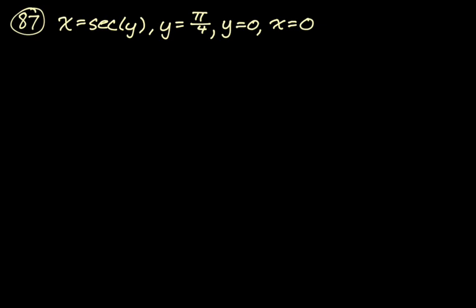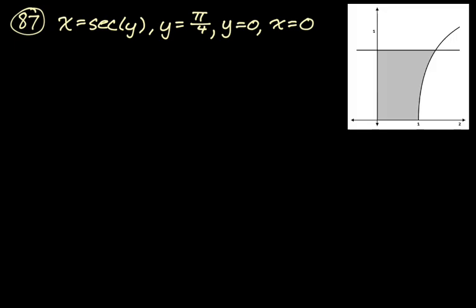X is secant of y, which without the calculator, I'm not sure I would have known what it looked like. Y is pi over 4, y is 0, x is 0. I do think it's important when you're doing these to realize, there's nothing wrong with helping yourself with a calculator sometimes or a graph or whatever. If you don't know how to start a problem, you're never going to be able to practice. So, don't let that stop you. I didn't let that stop me here. Try not to let that stop you.